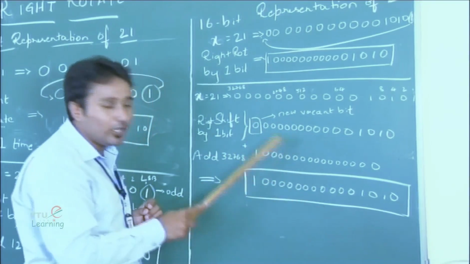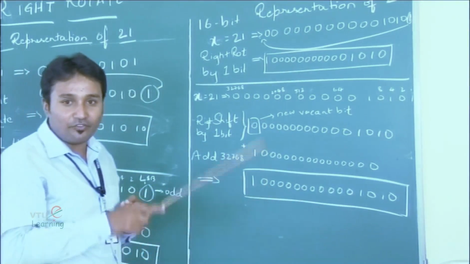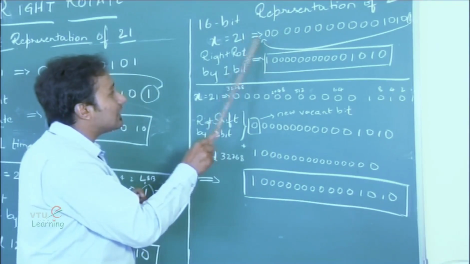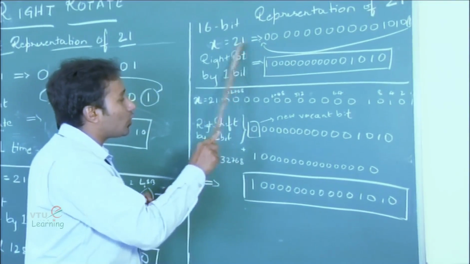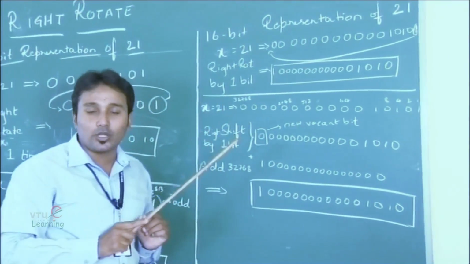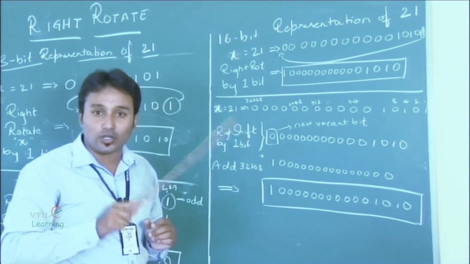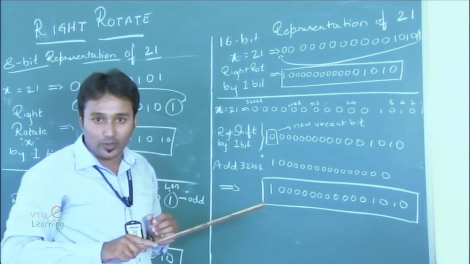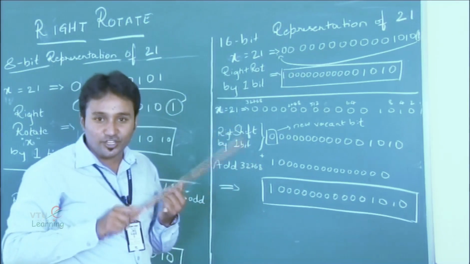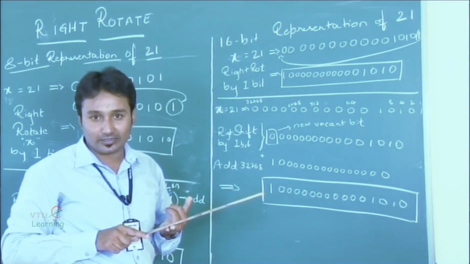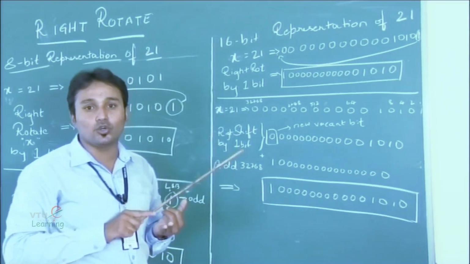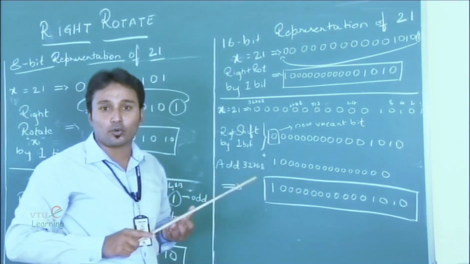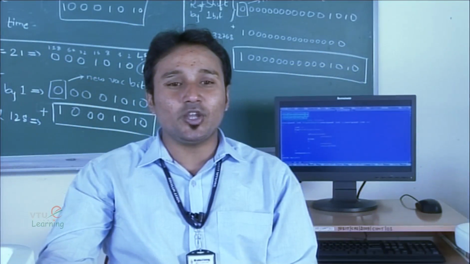Why we do it like this is that we are right rotating, and since we do not have any right rotate operator available in the C programming language, we make use of shifting and adding. This concludes the logic of this program. Let us look into the actual program to rotate right.